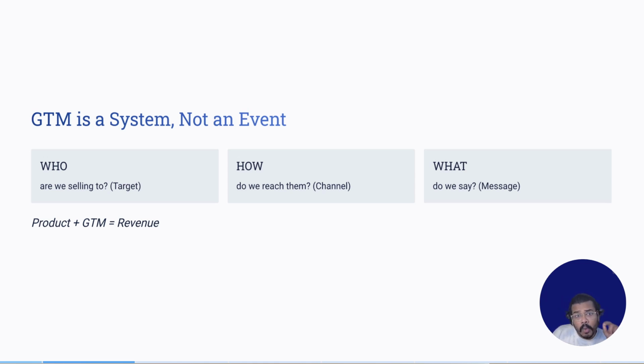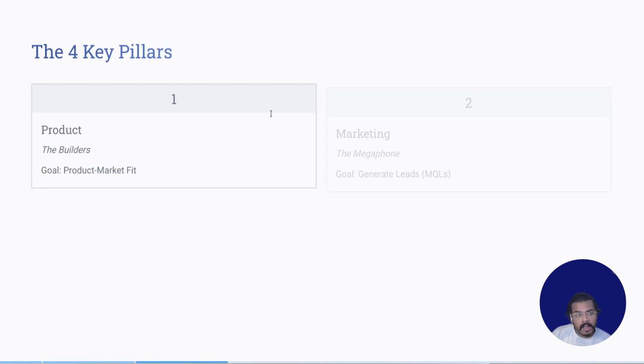Third thing, what do we say? Now, this is your messaging, right? What is the problem that you are solving for them? All right. In SaaS, if your product is like the engine, then GTM is the steering wheel, right? And the fuel. So GTM drives the revenue. Always remember this. Okay.